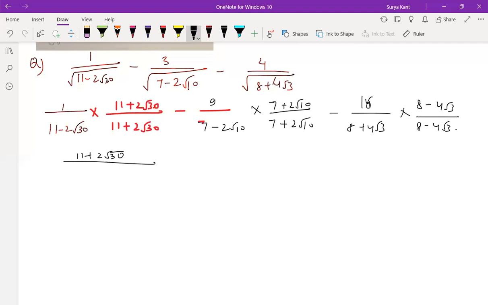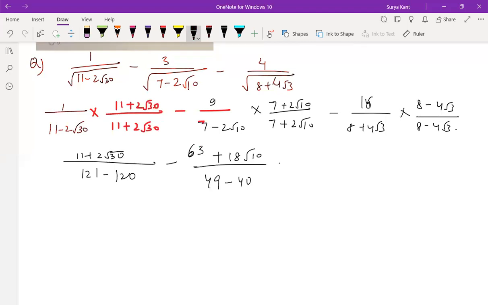For the denominators, 121 minus 2 squared times 30, 4 3s are 12, 120. Minus 9 7s are 63 and plus 18 root 10. And this is 49 minus 2 squared times 10, 4 10s are 40.